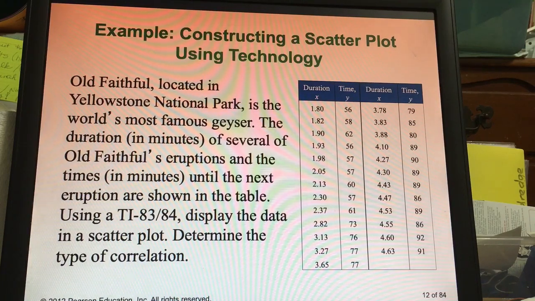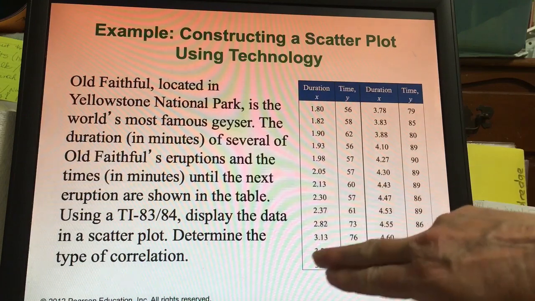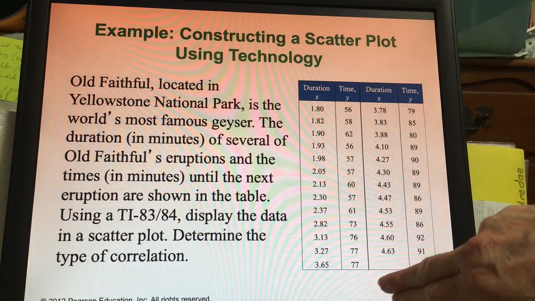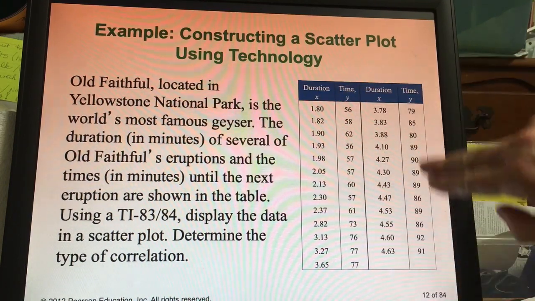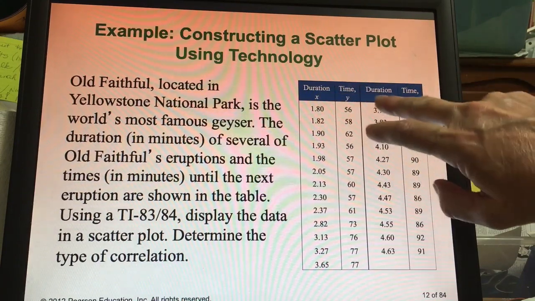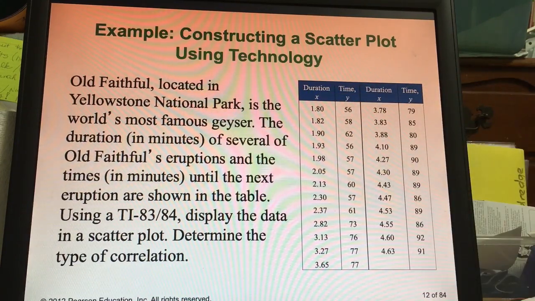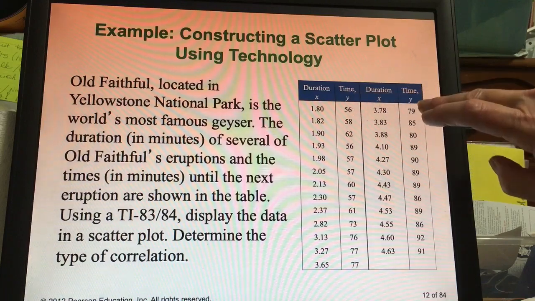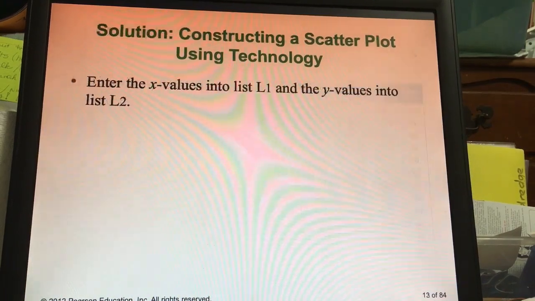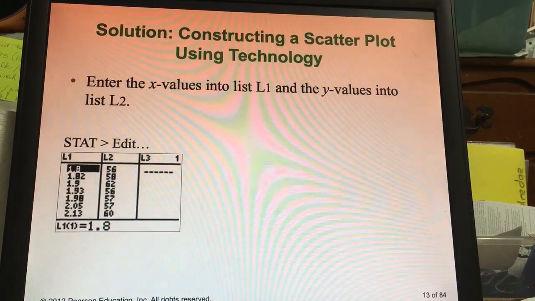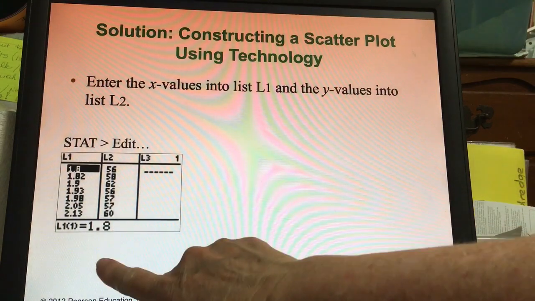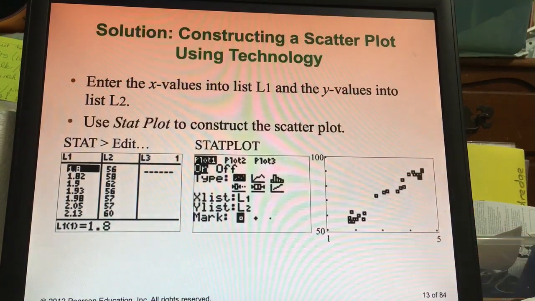So the first thing we're going to have to do is enter all of this data in the X column and all of this data in the Y column. So all of the X's will be in your L1 column and all of the Y's will be in your L2 column. So enter the X values into list L1 and the Y values into list L2 as shown here. And then we're going to use the stat plot to construct the scatter plot.